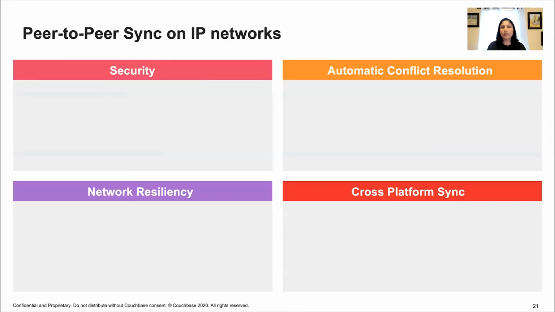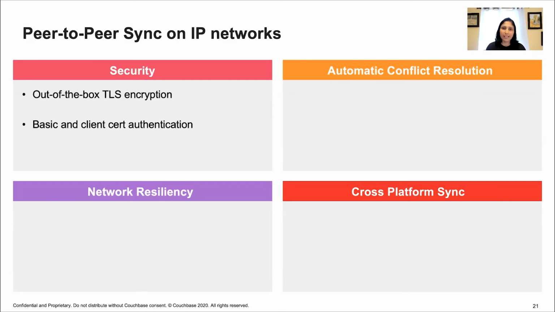Now, very quickly, I want to highlight the key capabilities. We have out-of-the-box support for TLS-based encryption and client-cert authentication. This is in addition to the basic authentication. So this means that as a developer, you would have to write literally 0 lines of code to get encryption going with peer-to-peer sync.